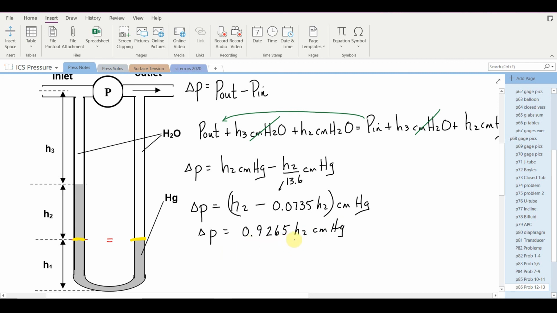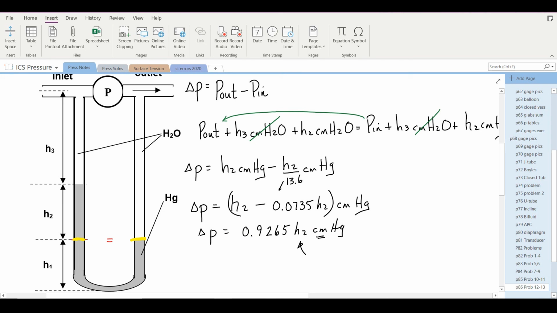Well, that's it. If we knew a dimension for H2, we could multiply it by our 0.9265 here, but we're not given that. Nor do we know if it's centimeters. It could be inches or some other unit, but that's all we can calculate, and that would be the difference in pressure produced by this pump.